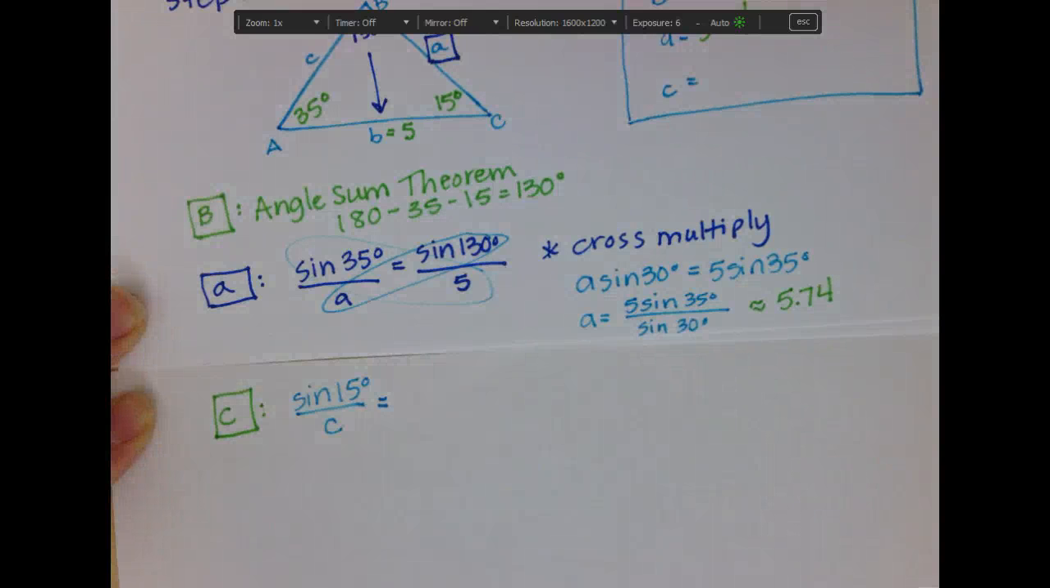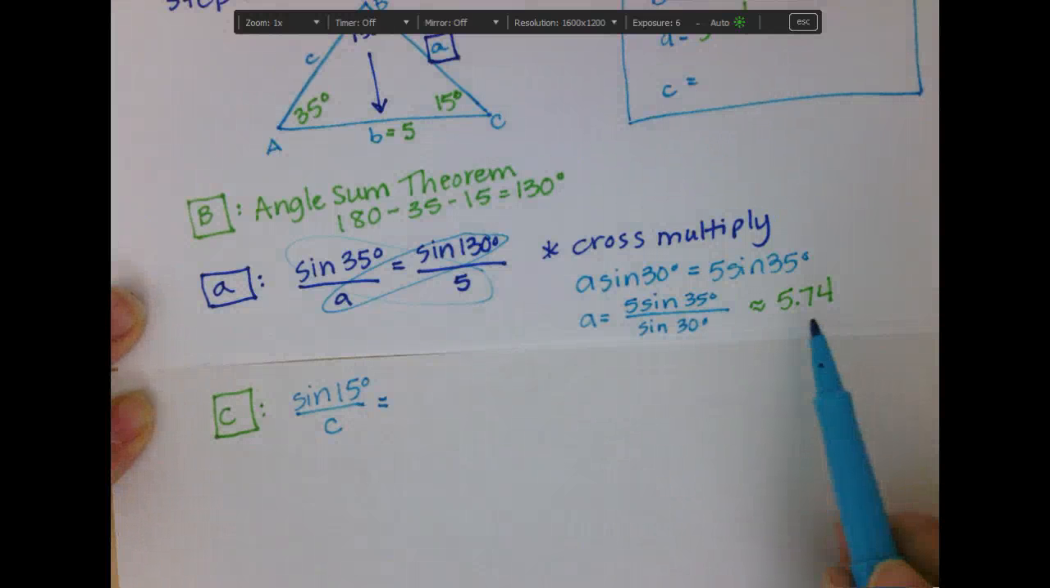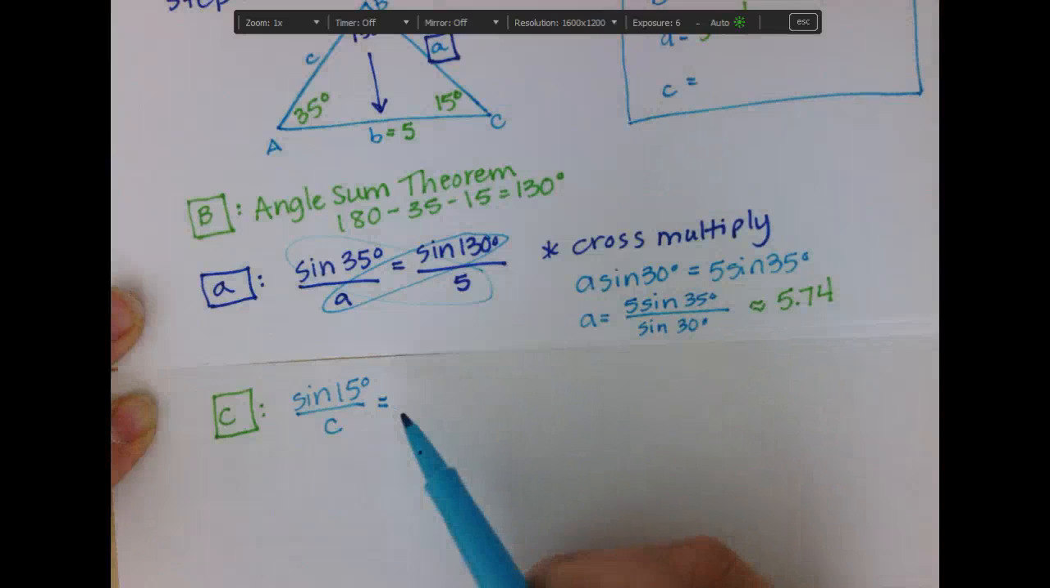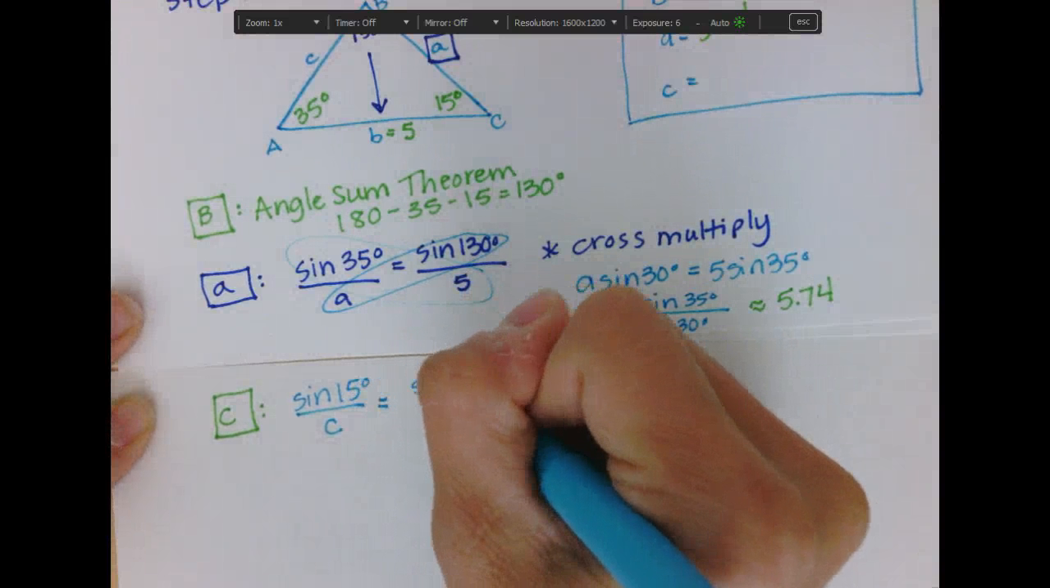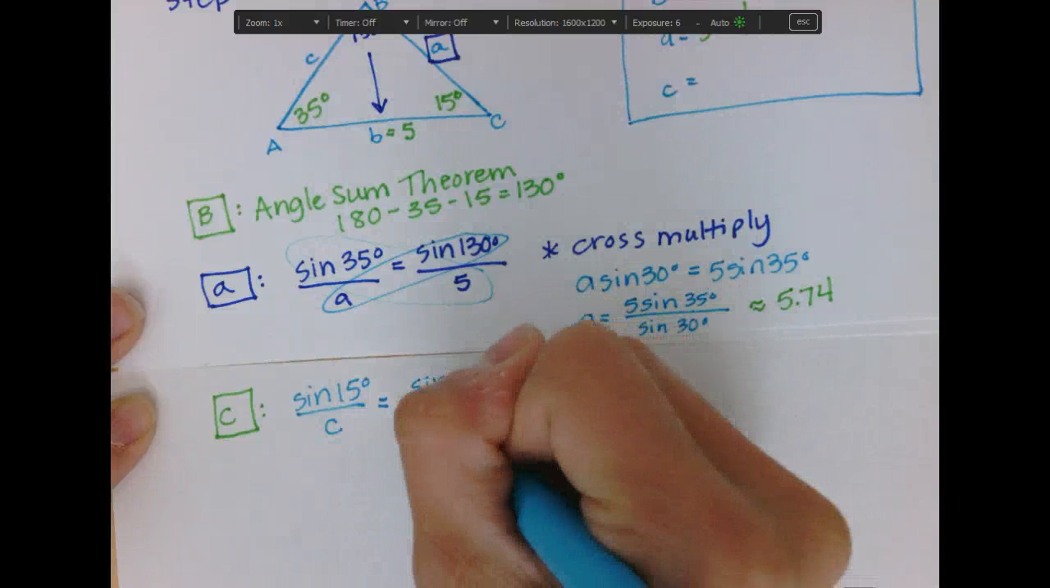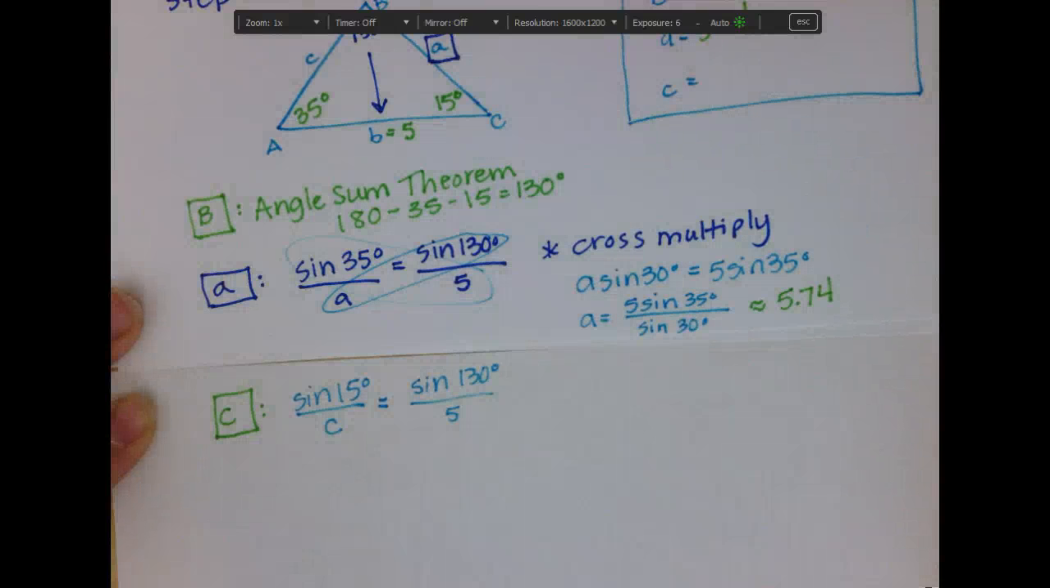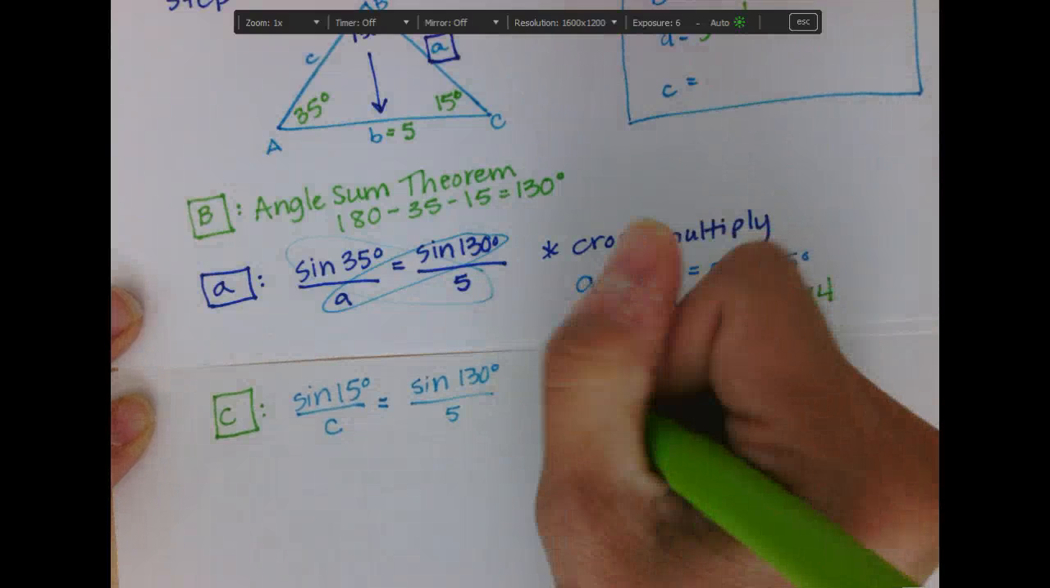To finish it off, I can either use B or A at this point. We do have both. But if you use A, it's dependent upon the fact that you got this answer right. And so sometimes if we make a mistake here, that then affects our answer here. So I think it's a safer bet to go back to 130 degrees and its opposite side 5, just because those were given values. Once again, let's cross multiply.